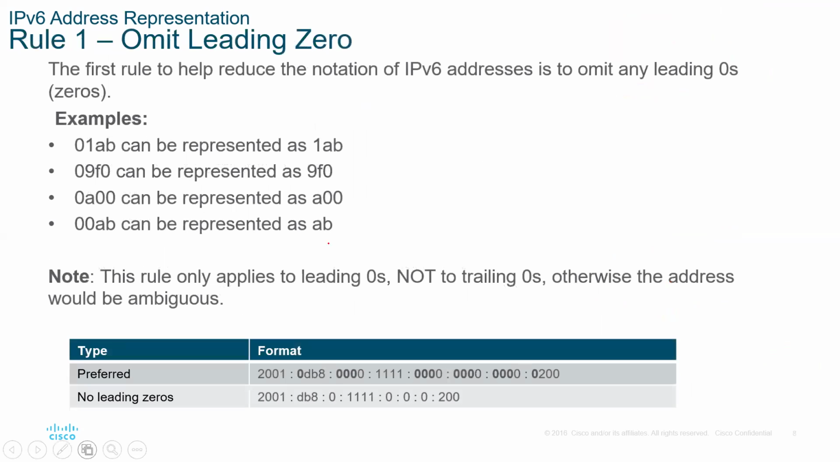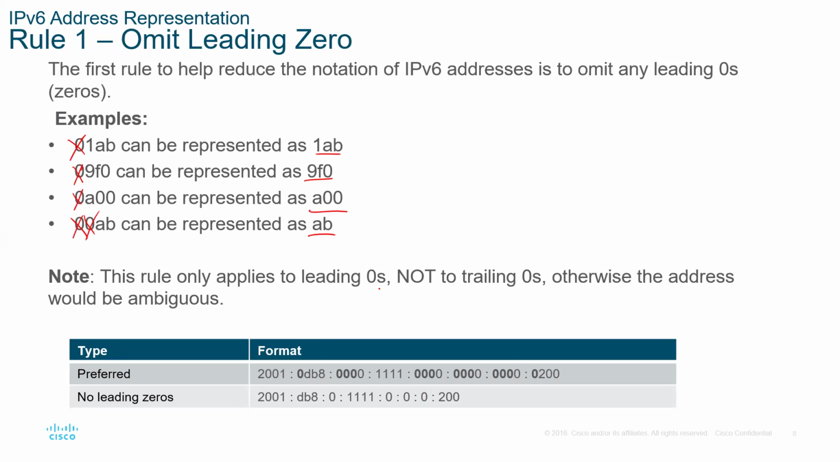Address representation. Now, shortening the IPv6 addresses. We have ways of shortening addresses. Number 1, omitting the leading zeros. The first rule to help reduce the notation of the addresses is to omit any leading zeros. So for example, this is a leading zero, and this is a leading zero too. That's why we have AB, that's why we have A00 here, etc. So that's how addresses are shortened.